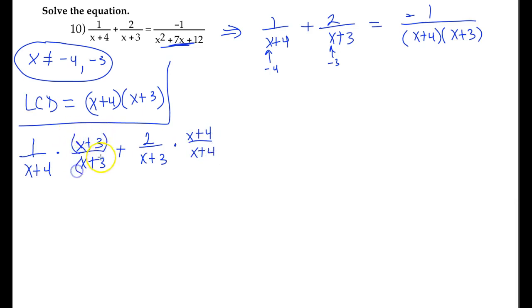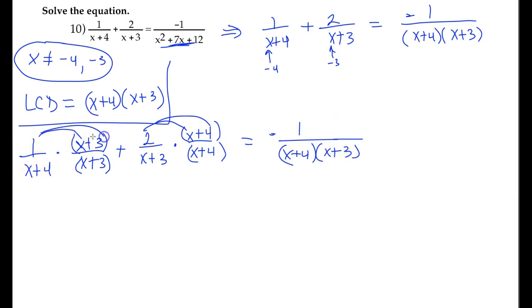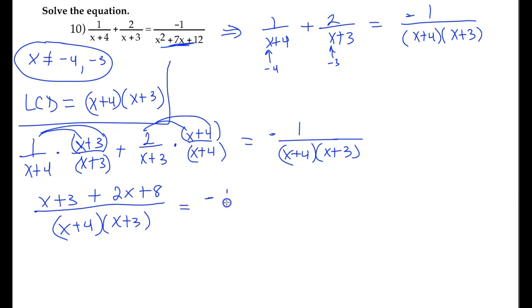And I'm going to put parentheses around this just to make sure that you know that for the 2 here, you're going to multiply it by both terms. And we'll write this as normal. All right, so from here, if we multiply, we'll get x plus 3 plus, and then we multiply the 2 here, there'll be 2x plus 8. And all of that will be over x plus 4 times x plus 3. And then that'll be over negative 1, x plus 4 times x plus 3.